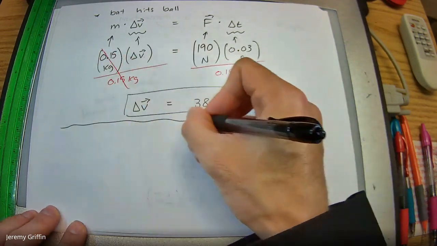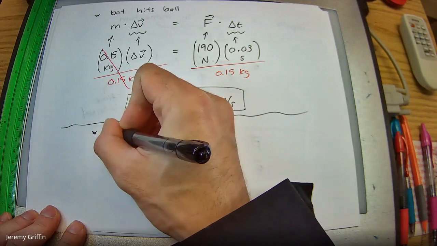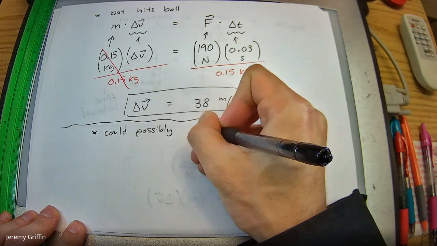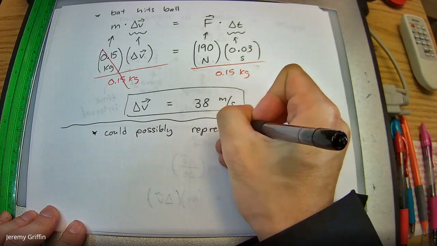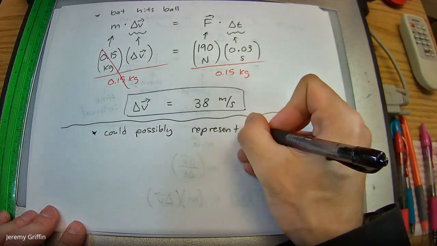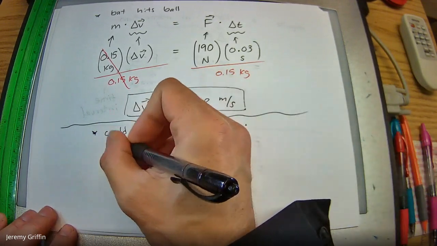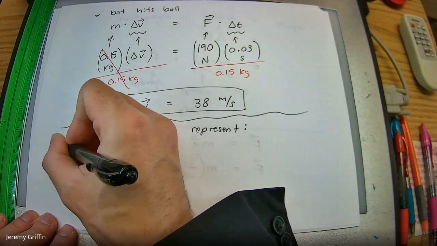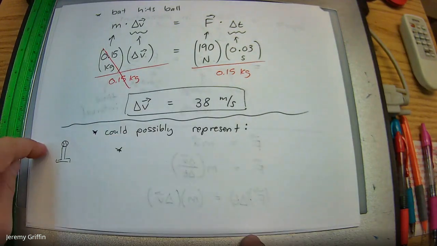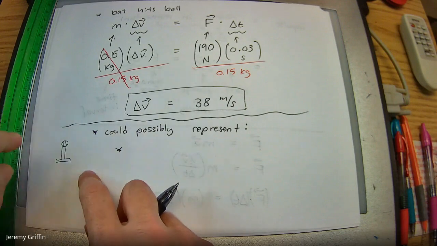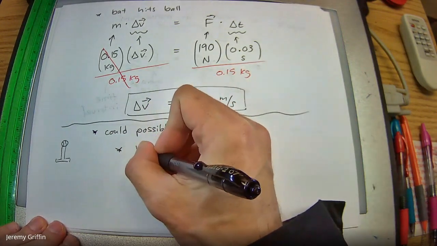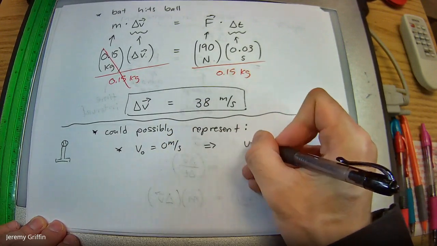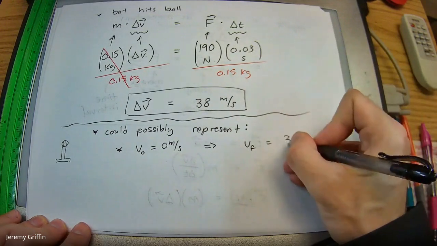So this could possibly represent, let's say, some possible scenarios, because this could represent a lot of things. Right? Maybe the ball is on a tee. You guys know what a tee is? You have a stick, you put a ball on it, just resting there. A lot of kids use tees, the ball's at rest, you just hit it off the tee. Okay? And if that's the case, wouldn't initial velocity be 0 meters per second? Okay. And if that's true, then what's the final velocity? 38 meters per second.